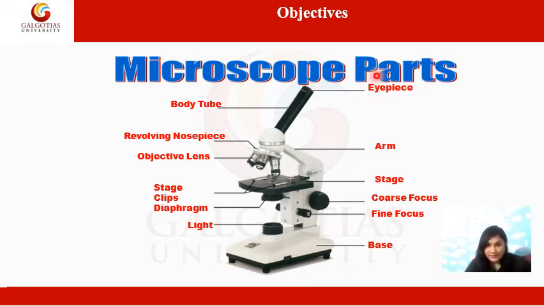This is the eyepiece. This is the body tube. This is the revolving nose piece. These are the objective lenses. There are 3 types of lenses mounted in a compound microscope. This is the arm of the compound microscope. This is the stage where we have to place our object, typically on a slide. Okay, this is the coarse focus. This is the fine focus. These are the knobs to do adjustment to get a clear image. This is the base of the compound microscope. This is the light. Here a mirror has been mounted. This is the diaphragm. These are the stage clips.